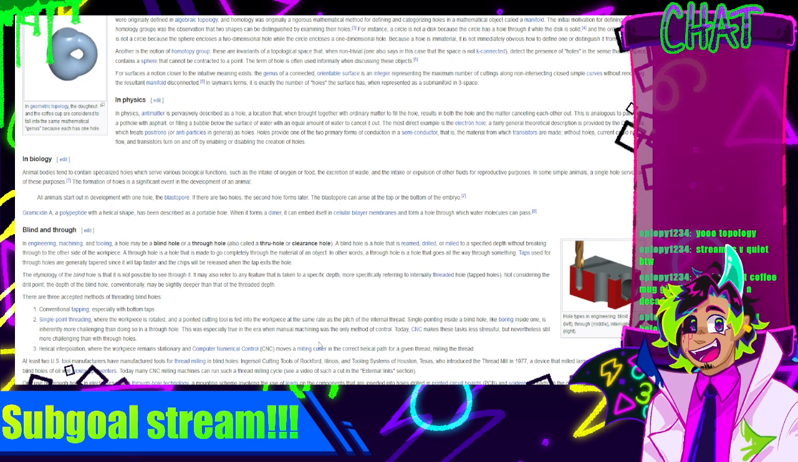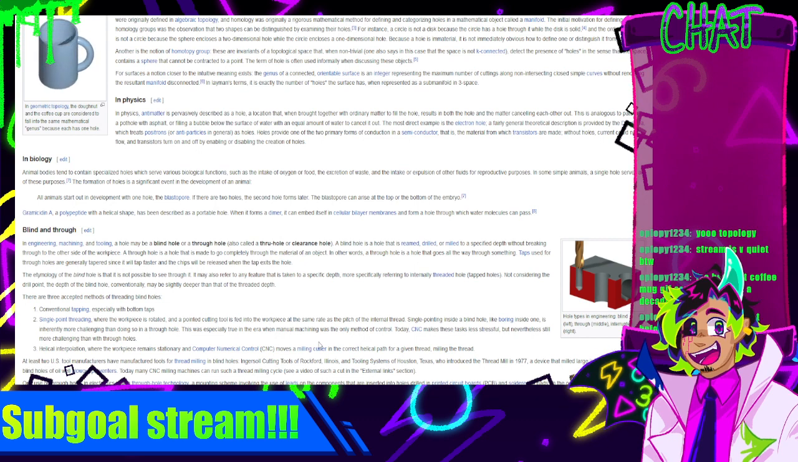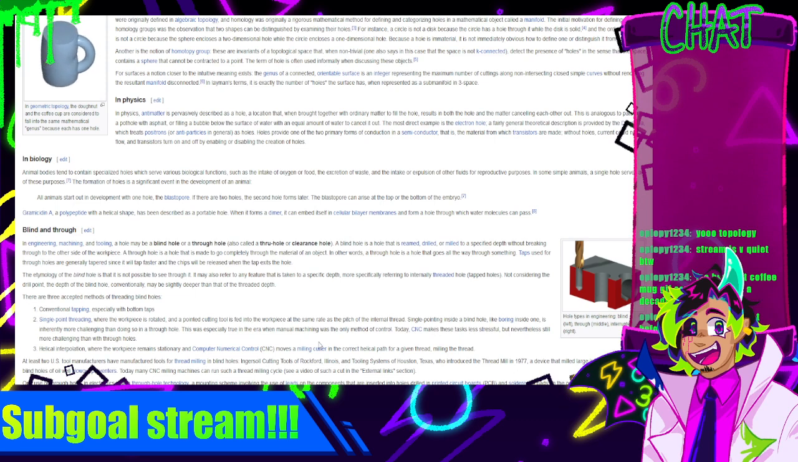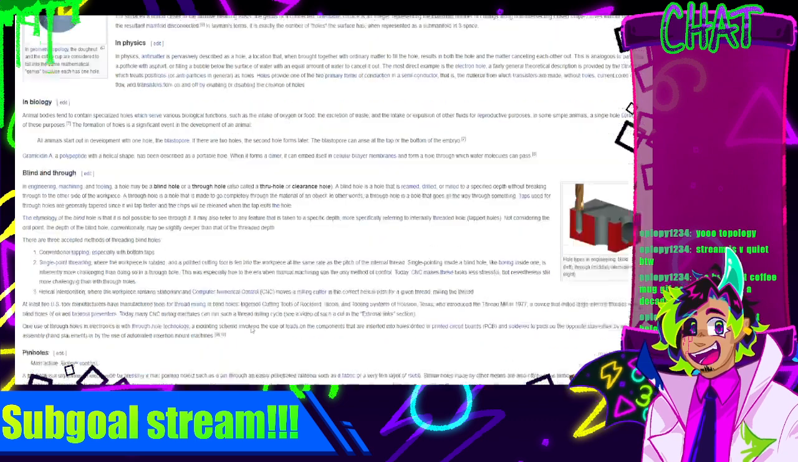With a helical shape, it has been described as a portable hole. When it forms a dimer, it can embed itself in cellular bilayer membranes and form a hole through which water molecules can pass. Whew, that was okay.